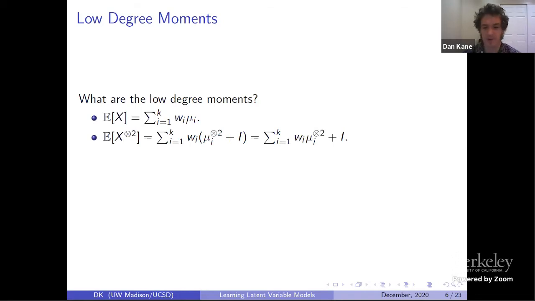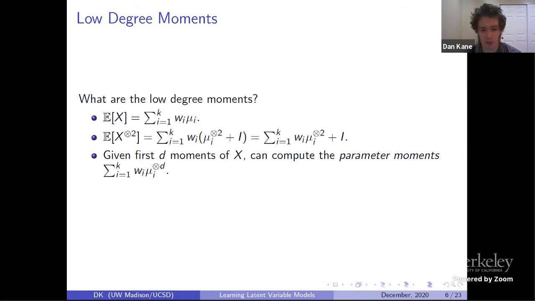And when you sum this up, you'll note that the identity terms sort of come out of the sum, and you get the sum of w_i μ_i tensor 2 plus the identity. And conveniently, this identity term acts as just an extra factor that you can take out. And this sum of w_i μ_i tensor 2 is really the useful information to get out of this.